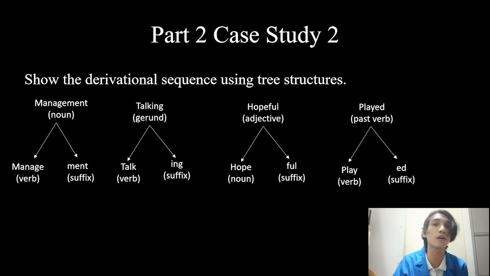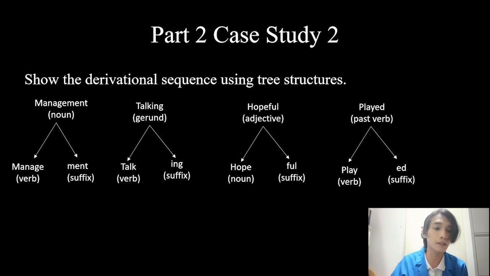And then this is the reveal sequence using tree structure. Management is a noun, from manage, a verb, plus the suffix ment. Talking is a gerund, from talk, a verb, plus the suffix ing. Then hopeful is an adjective, from hope, a noun, plus the suffix ful. And the last one, played, is a past verb, from play, a verb, plus the suffix ed.